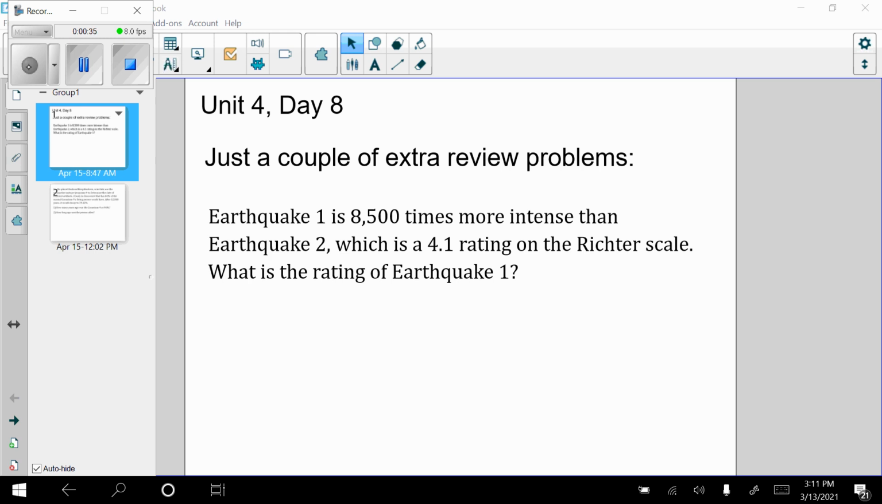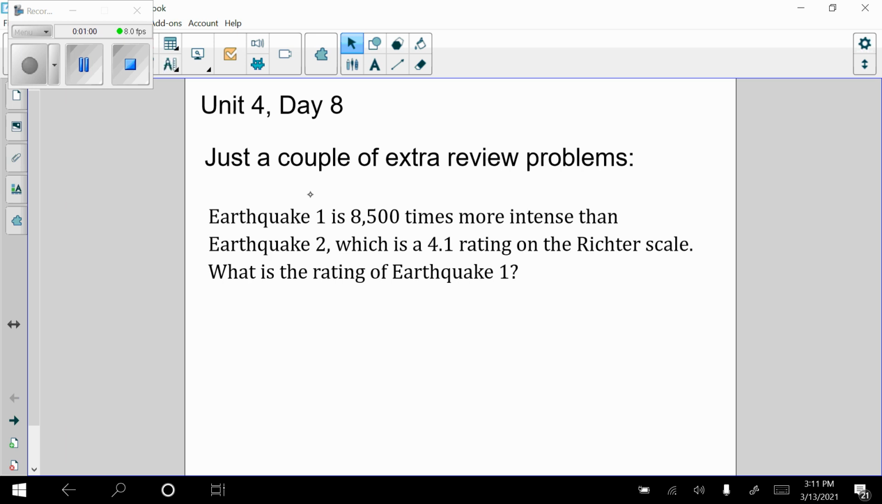So earthquake 1 is 85,000 times more intense than earthquake 2, which is 4.1 on the Richter scale. What is the rating of earthquake number 1? Okay, so quake number 1 is the most intense one. So if I take the weaker one, which is earthquake 2, multiply it by 85,000, I should get the intensity of earthquake number 1. So this is going to be our I from the formula. And this is I sub 0.